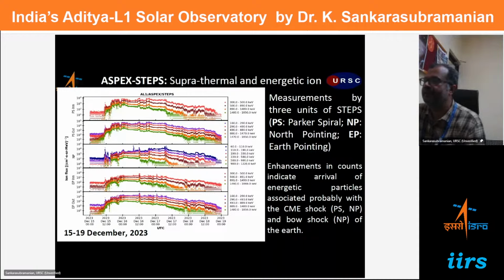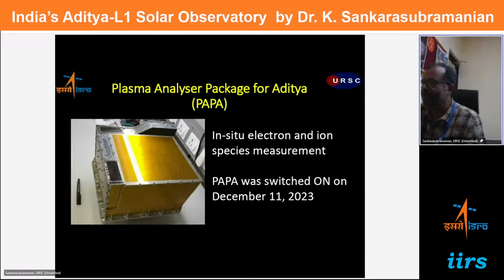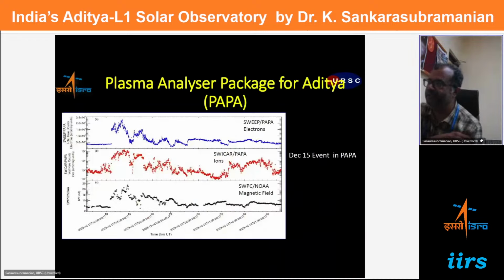The PAPA instrument, which was switched on December 11, 2023, will measure the electrons and the ions, heavier ions. Here is an example of a December 15th event, again that flare event, which also had a CME. The top curve shows the electrons, at somewhere around December 15th. You can see the enhancement of the electrons as well as the ions around that particular period when the electrons and ions started crossing the L1 point.